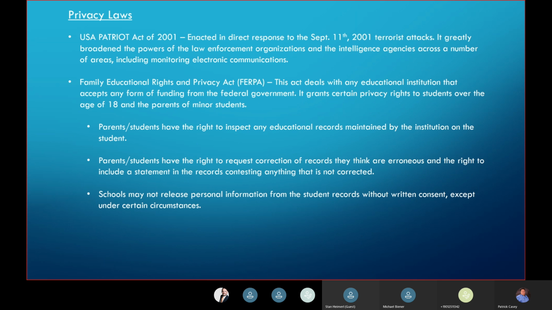These are three breakdowns of the specific rulings under FERPA. Parents and students have the right to inspect any educational records maintained by the institution on the student. Parents and students have the right to request correction of records if they think they are erroneous, and the right to include a statement in the records contesting anything that is not corrected. Schools may not release personal information from the student records without written consent, except under certain situations. And those certain situations are like some sort of anonymous statistics, such as how many students passed or what the dropout rate was, those types of things.